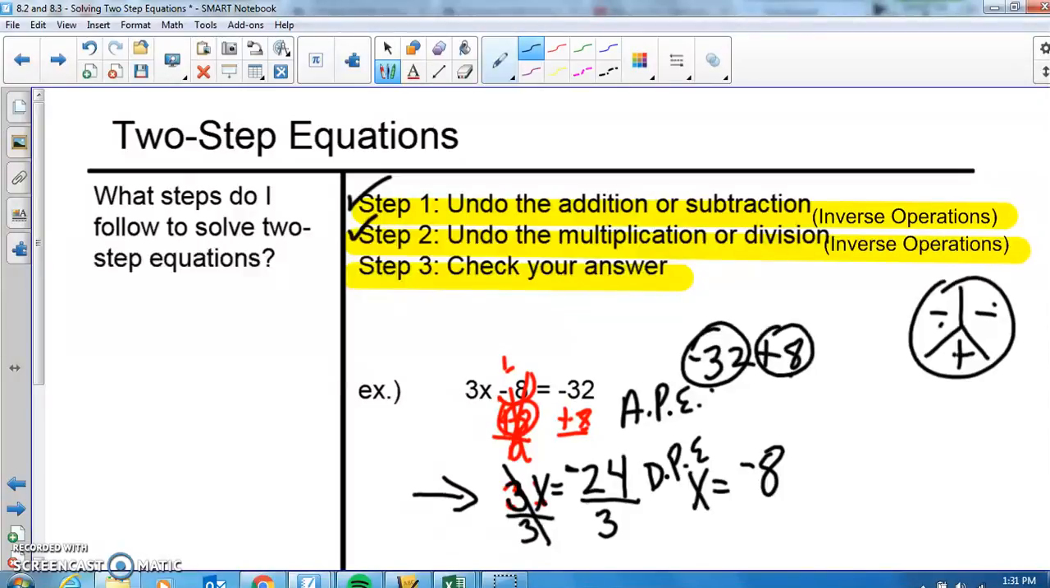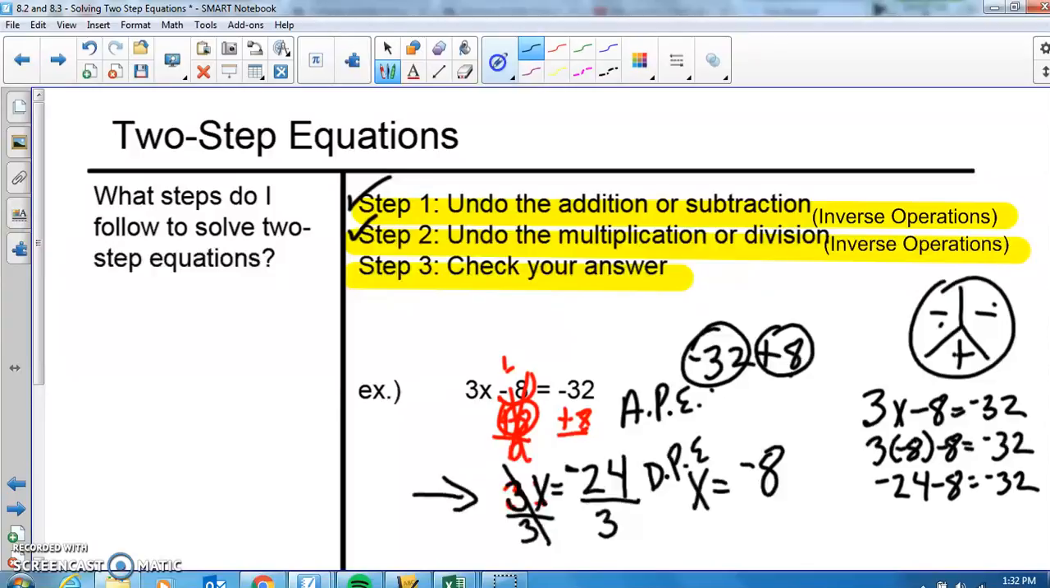Alright, next step, I take care of step 2. Step 3, I want to check my work. So I have 3x minus 8 equals -32. I'm going to substitute that -8 in. And just a little word of note, whenever you substitute a number in for a variable, always put it in parentheses. You're going to learn that later on in the 8th grade, but definitely in algebra. 3 times -8, a negative times a positive is negative, so that's -24 minus 8. -24 minus 8, those are two negative numbers, they're the same signs, so I add, keep the sign, so that's -32.